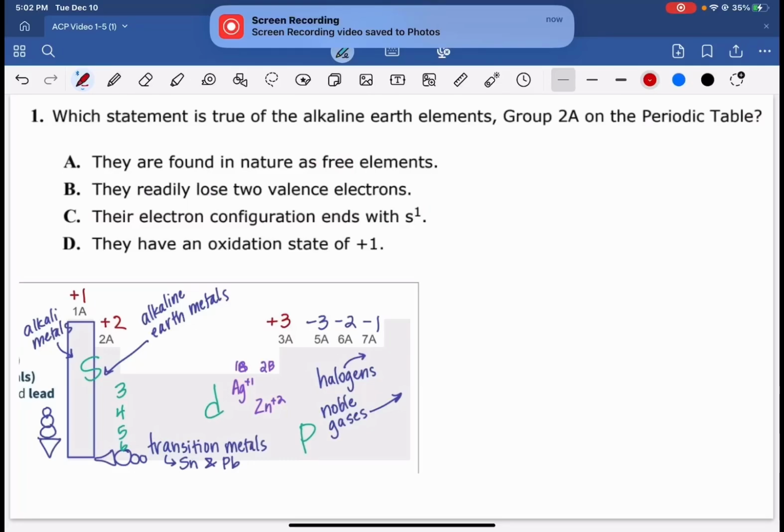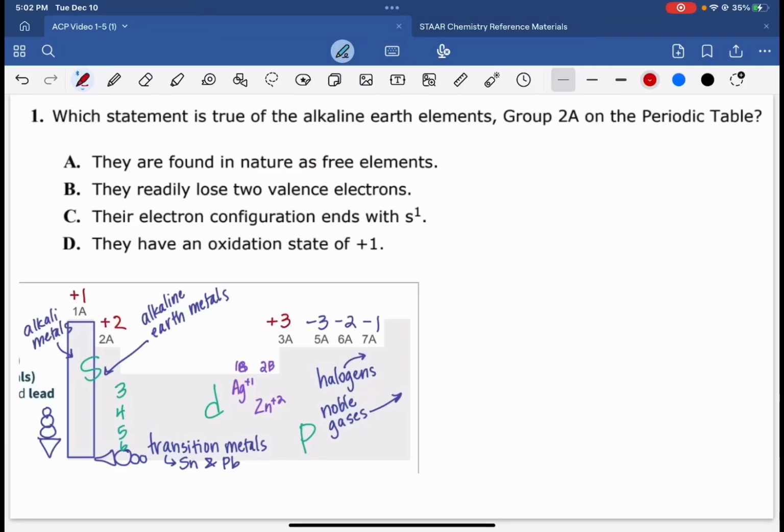Let's take a look at this first question. It says, which statement is true of alkaline earth metals, group 2A on the periodic table? So this question is asking about alkaline earth metals, and it informs us that it's group 2A right here. In order to answer this question, you do need to have your periodic table drawn and labeled correctly, not only with the families, but the charges and your orbitals.